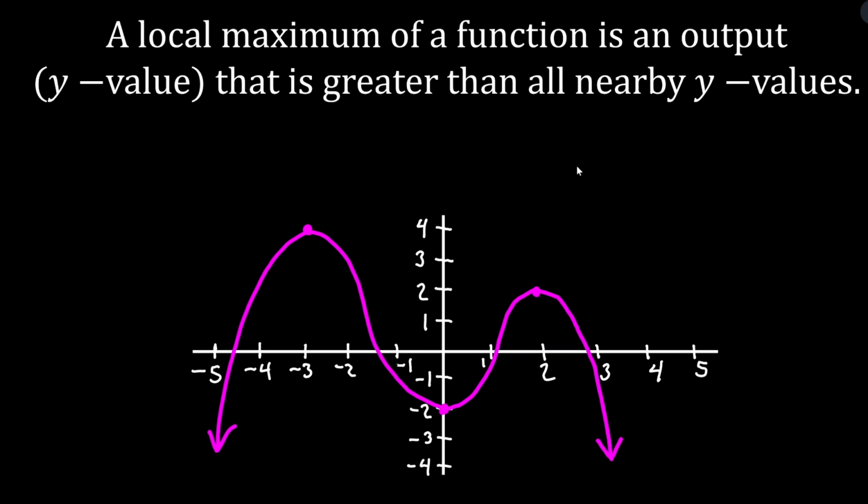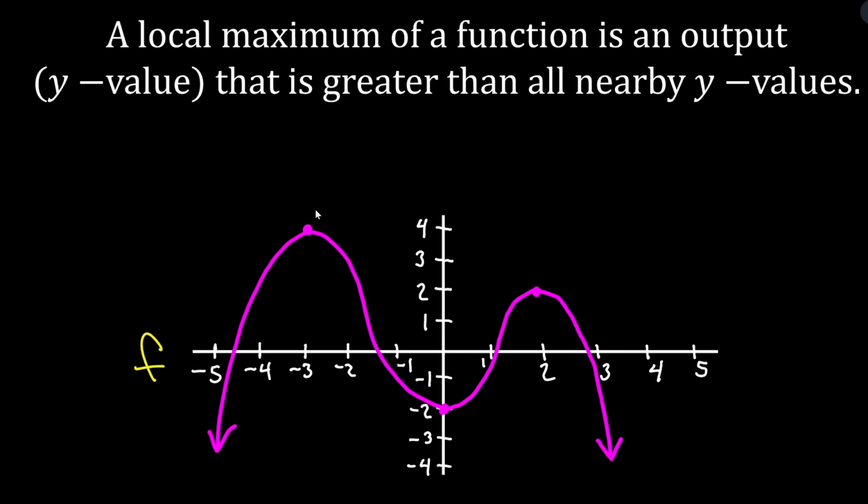So let's start. What is a local maximum of a function? It's an output or a y value that is greater than all the nearby y values. So graphically this looks like a peak, a hill, a mountain, a point, right? Here we see a y value and it's greater than all of the nearby y values. So the function has a local max here and another one here. This function has two local maxima. So how can we describe these? Let's say this function is f.